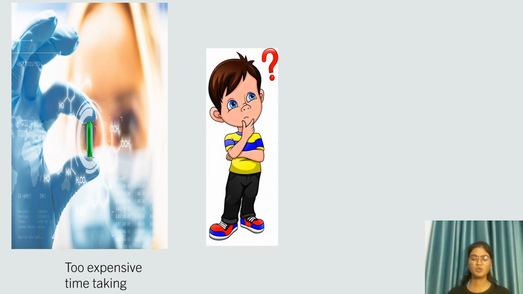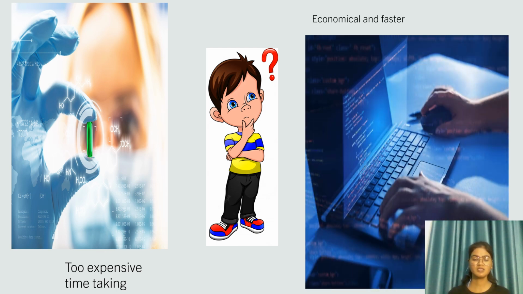Suppose we want to know the properties of a new material before actually making it in the lab. This can be done by running a molecular dynamics simulation. It is an economical and fast process.